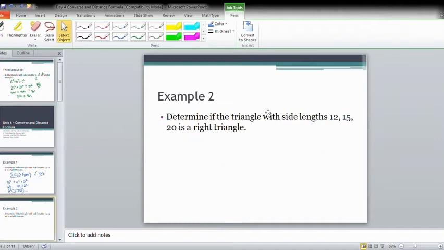All right, so let's try another one. 12, 15, and 20. I'm going to go ahead and plug this into a squared plus b squared equals c squared. So again, 20 is going to be my largest side, so that's my c. Is that equal to 12 squared plus 15 squared? 20 squared is 400. 12 squared is 144. 15 squared is 225.